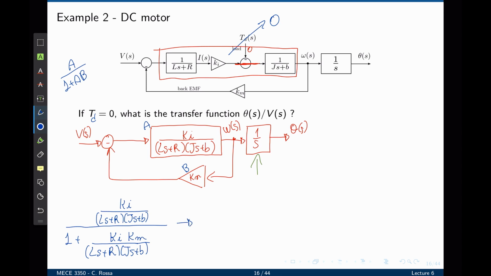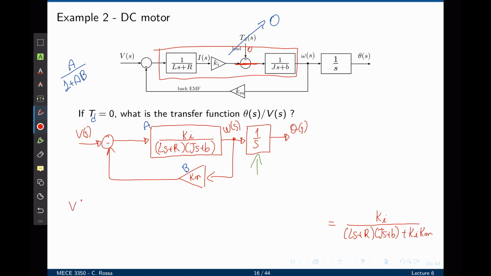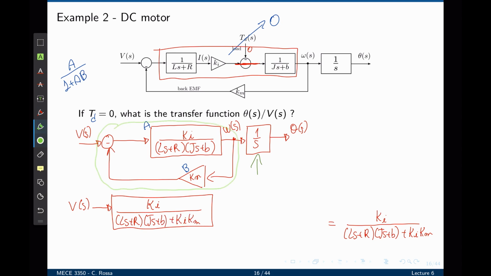Now here we can find a common denominator. The common denominator is (Ls plus R)(Js plus B). That times 1 gives itself, plus Ki Km. Now this denominator cancels with the top, and this will simplify to Ki over (Ls plus R) times (Js plus B) plus Ki Km. So now the entire feedback loop simplifies to Ki over (Ls plus R)(Js plus B) plus Ki Km. And this once again represents this part of the block diagram.